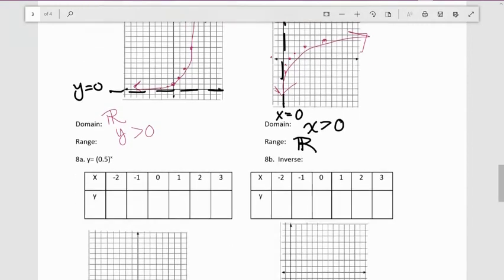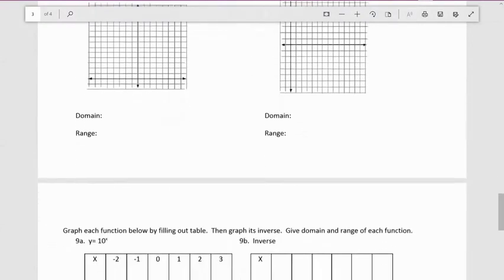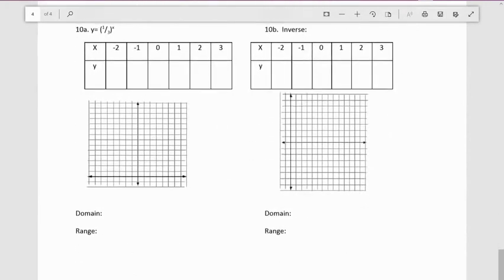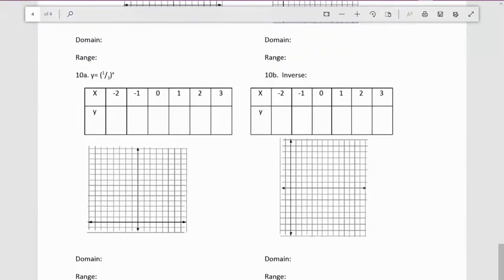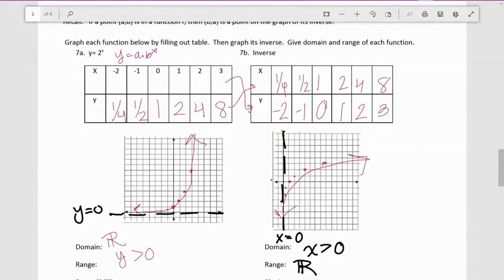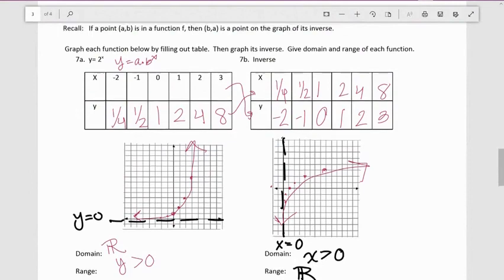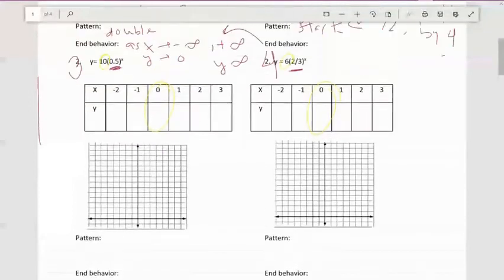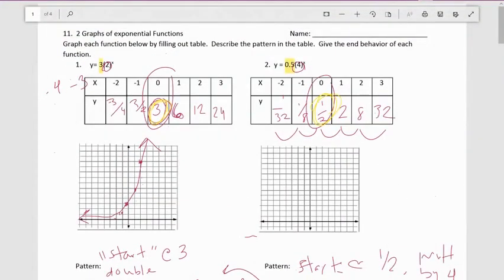You should do on your own numbers 8, 9, and 10. Okay, so being able to graph an exponential function and its inverse is what you are trying to do. You may use Desmos as well to help you with these. Okay, so be able to finish any of these that I did not fill out.